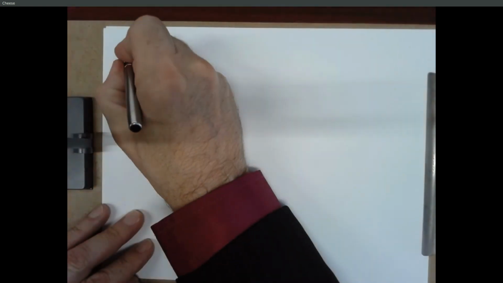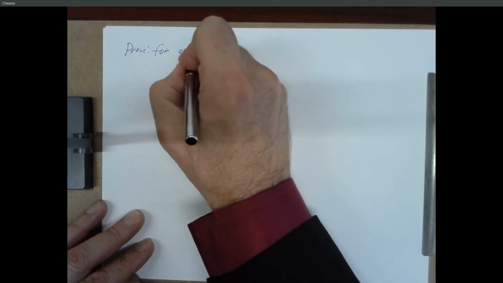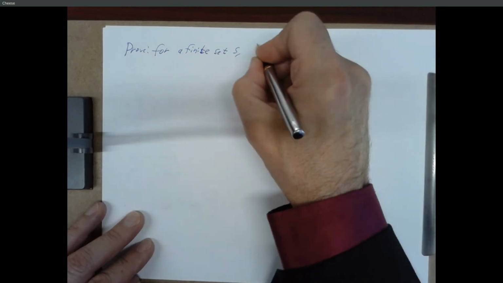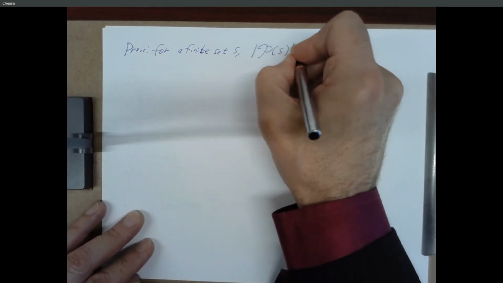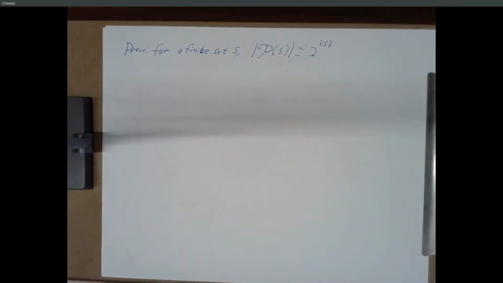All right, let's do a hand-wavy proof. Take a break from the numbers. Let's look at power sets. So prove that for a finite set S, the number of things in the power set is the same as 2 raised to the number of things in S. The cardinality of the power set equals 2 raised to the cardinality of S.